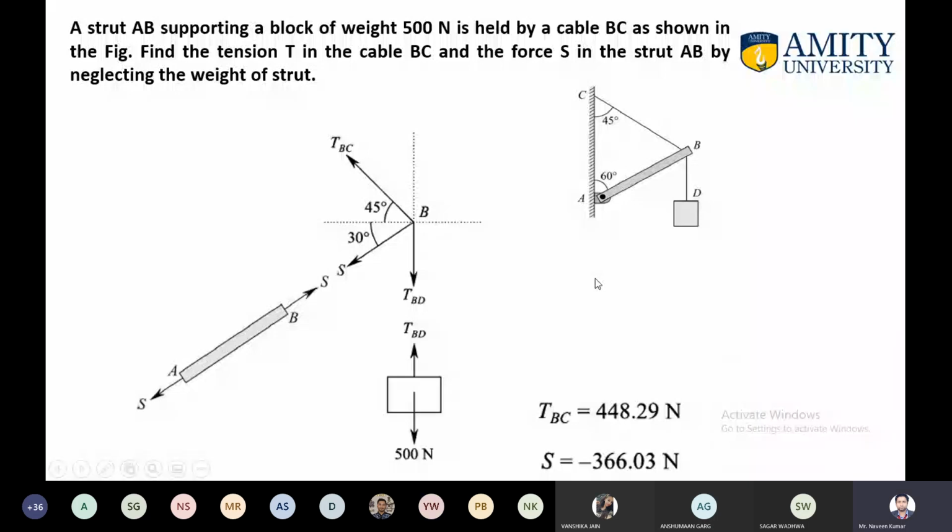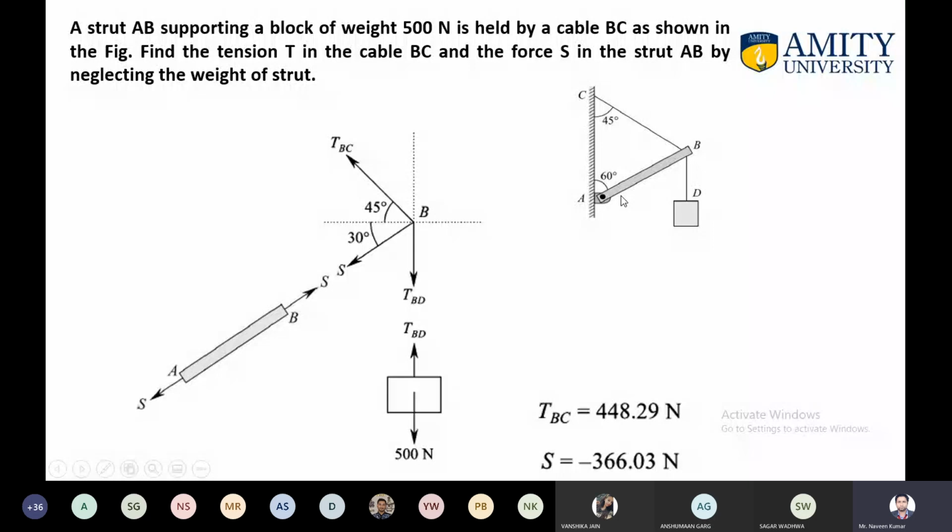The strut AB is supporting a block of 500 Newton weight and is held by a cable BC as shown in the figure. Find the tension T in the cable BC and the force S in the strut AB by neglecting the weight of the strut.